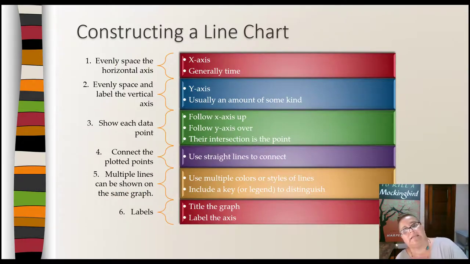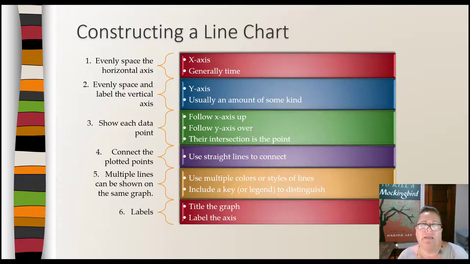The second part of this is constructing a line chart. Whether it's a single line chart, a double line chart, or more, these 6 basic things are needed for a line chart. We've got to evenly space the horizontal axis, that is your x-axis, and keep in mind that that is generally considered to be time. And we're also going to evenly space and label the vertical axis. Now, that is your y-axis. It's usually an amount of some kind, a quantity, a number of days, the percent of a markup, the temperature, but it is some sort of unit, usually other than time.